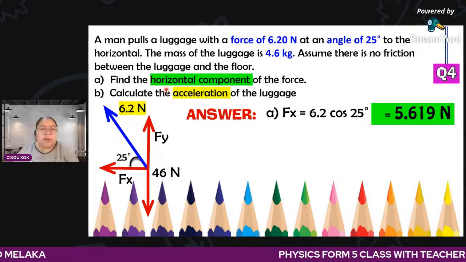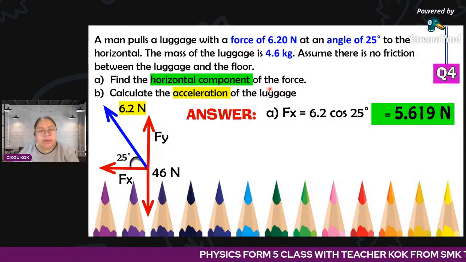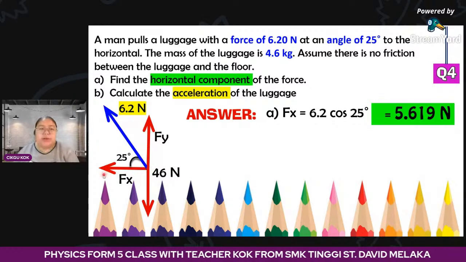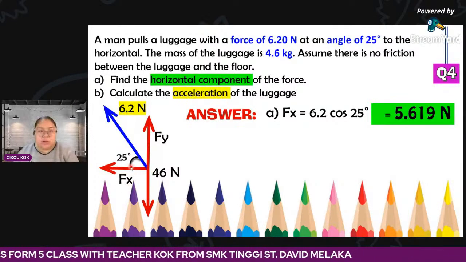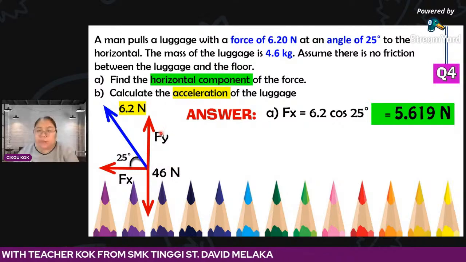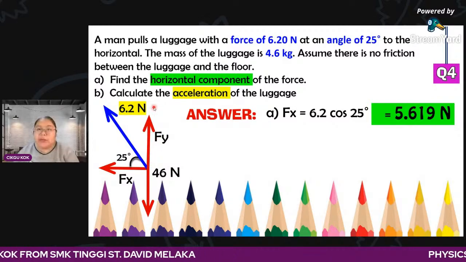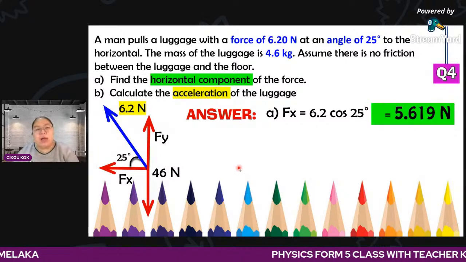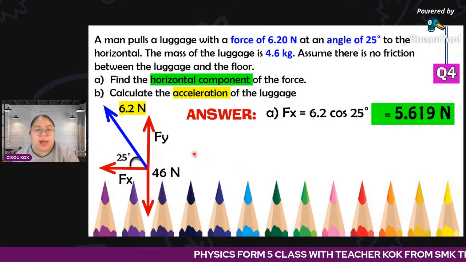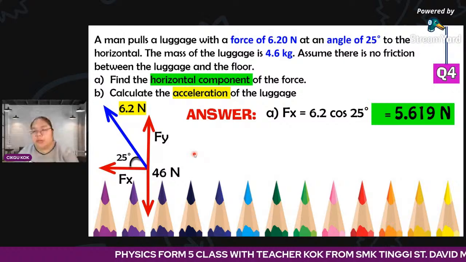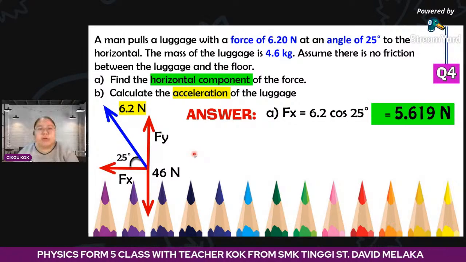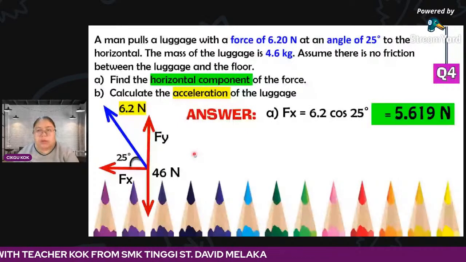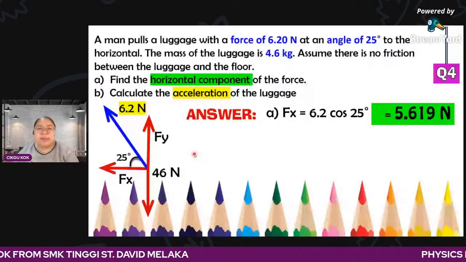They want to calculate the acceleration of the luggage. Okay, acceleration. So that means acceleration must be related to the fx, correct or not? Don't tell me acceleration is related to the fy. That means the luggage never lifts up. So the luggage must go forward. So from here, I want your answer for acceleration. So what formula do we need to use? We're using Newton's second law, F equal ma. Okay, I want the answer for acceleration.